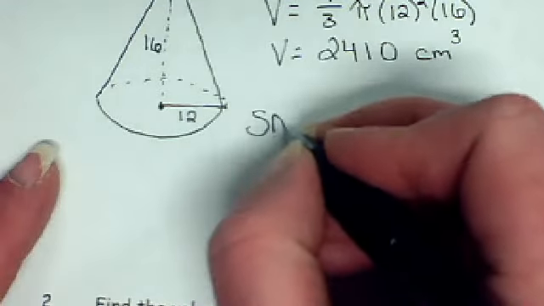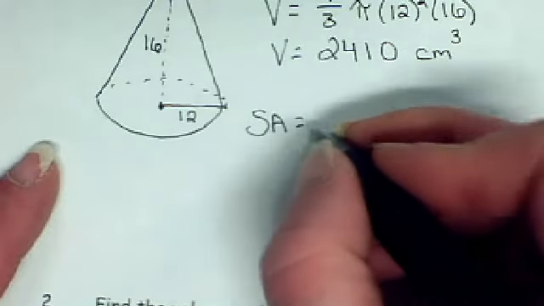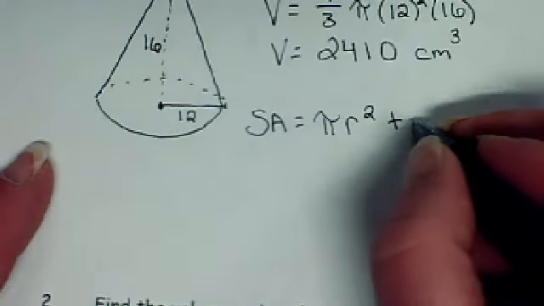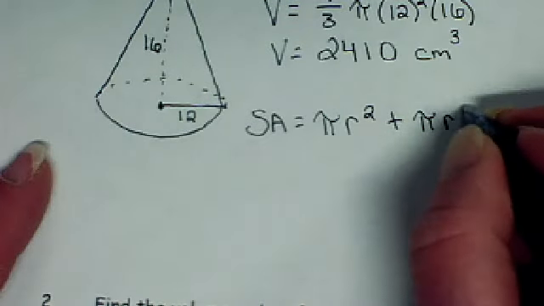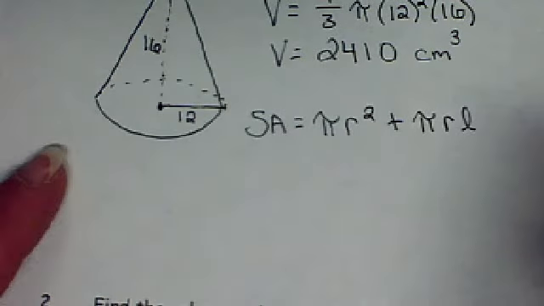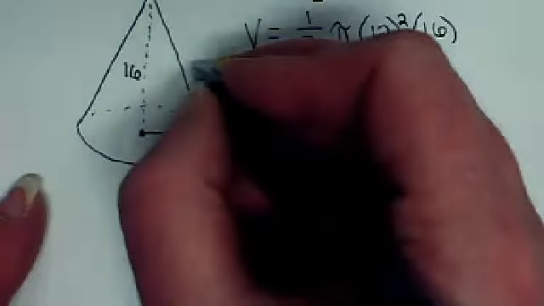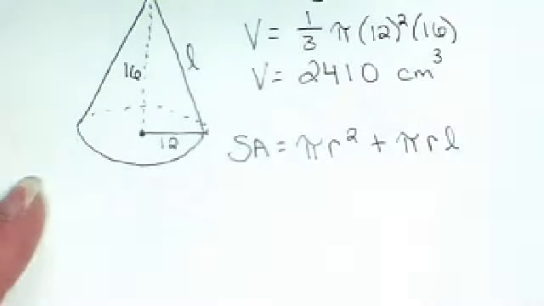For the surface area, we have the circle at the bottom. That's pi r squared, plus that curved surface. And the formula for that is pi r l. That is on your formula chart. Uh-oh. L is my slant height. I don't have that yet.